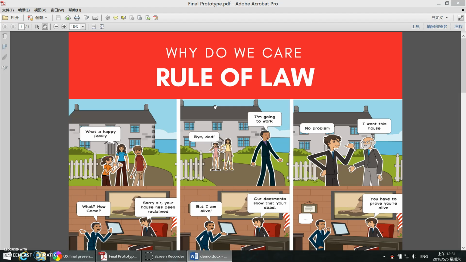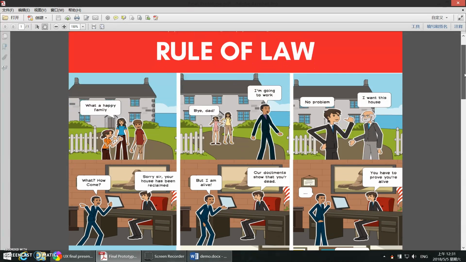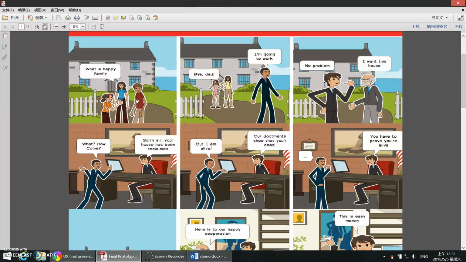So this is our prototype for rule of law and corruption. The reason why we pick corruption is because it's still a very big issue in some countries, and it's somehow related to rule of law. So on top of the infographic, we started by telling a story about the property issue related to corruption, which can happen in some countries.